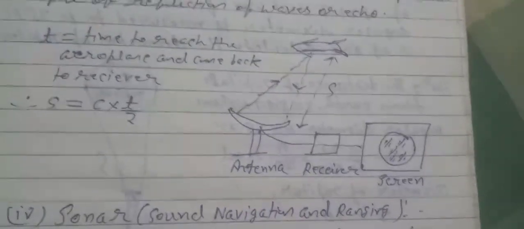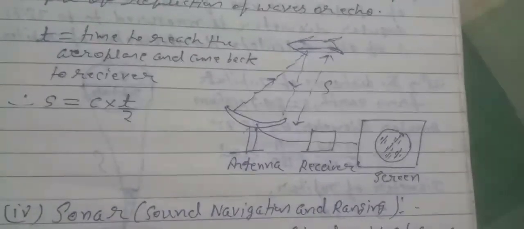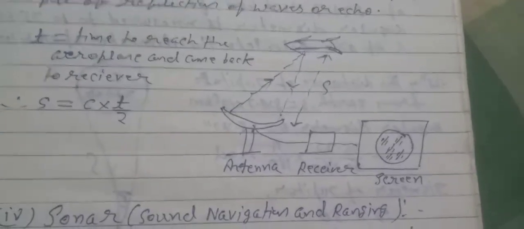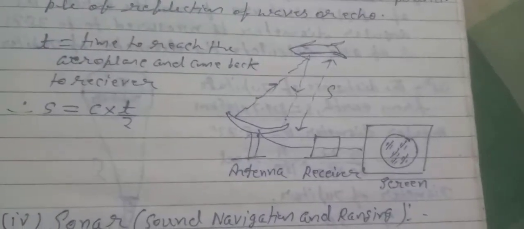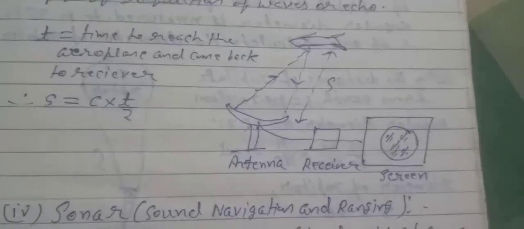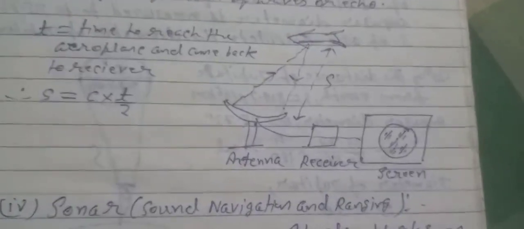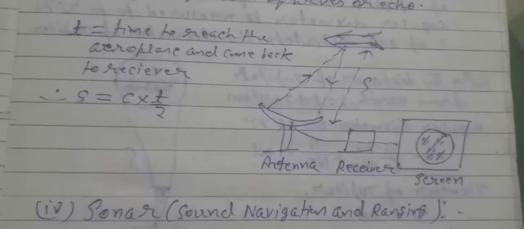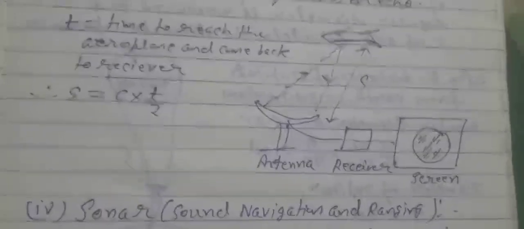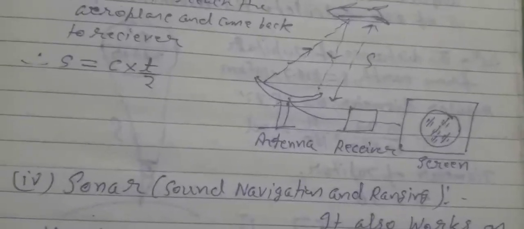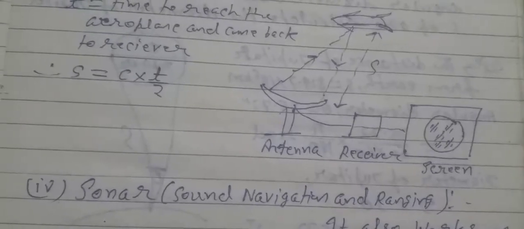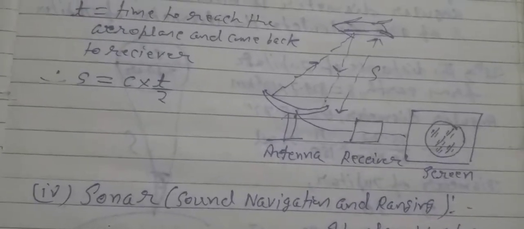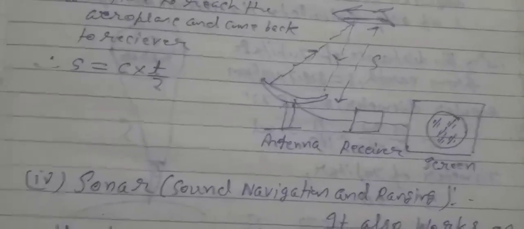The corresponding diagram is shown in the figure. An antenna is used to send the signal and the same antenna is used to receive the signal, and time is noted between the two events. From it we get the formula for the distance between the aeroplane and the radar station: S equals c into t by 2, where t is the total time taken by the signal to go to the aeroplane and come back to the radar.